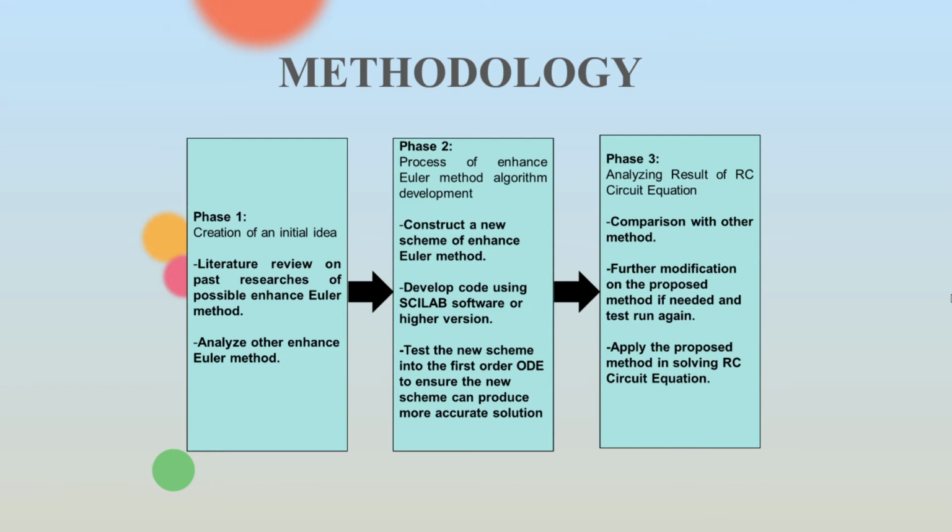Until it is successful, the new scheme will then be tested at phase 3 using the RC circuit equation. When the test on the RC circuit equation is successful, the new scheme will be compared with other methods such as polygon, harmonic polygon, and cube polygon, and will also be developed in the Scilab software.